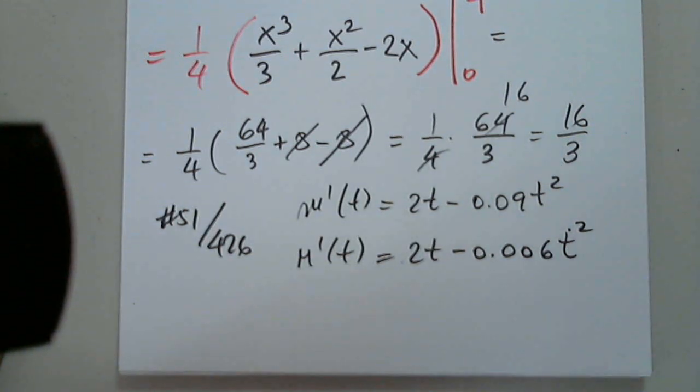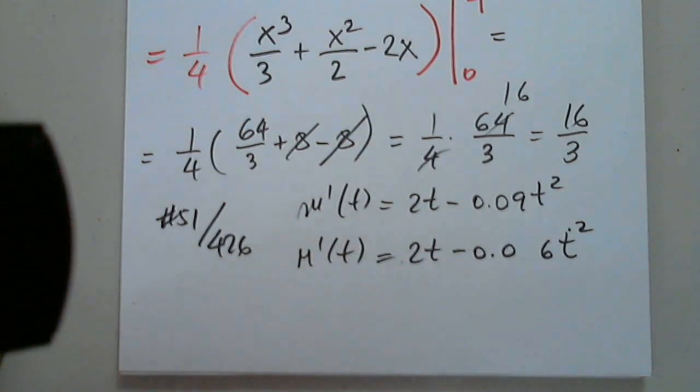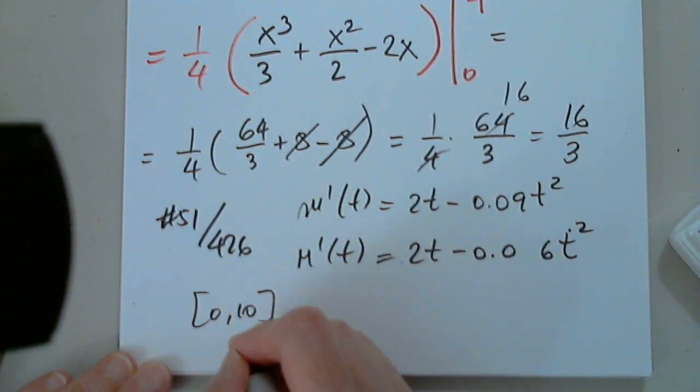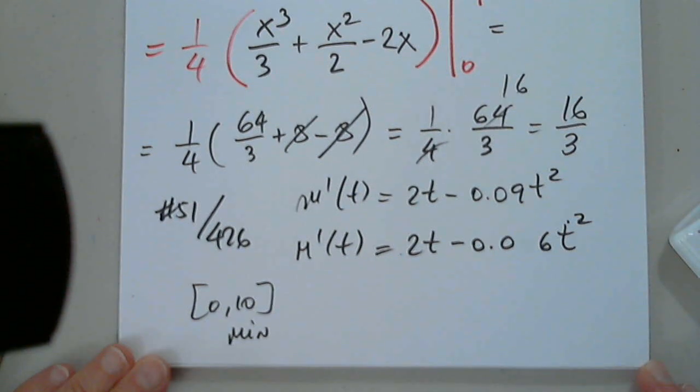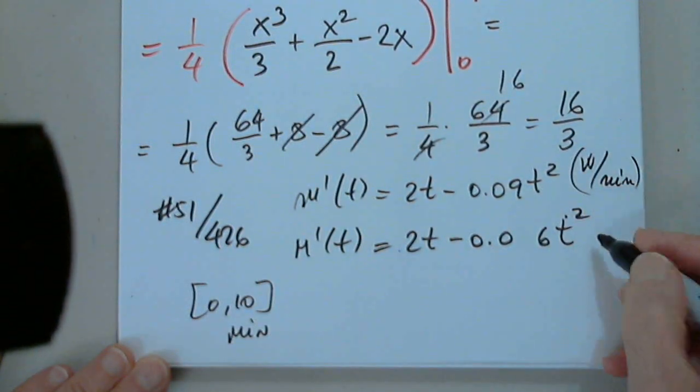Okay, so let's see what they want. Who has memorized more words after 10 minutes, and how many? Remember, we are given the rate of change. So they're telling us the interval is 0 to 10 minutes, and these are, of course, words per minute, both.